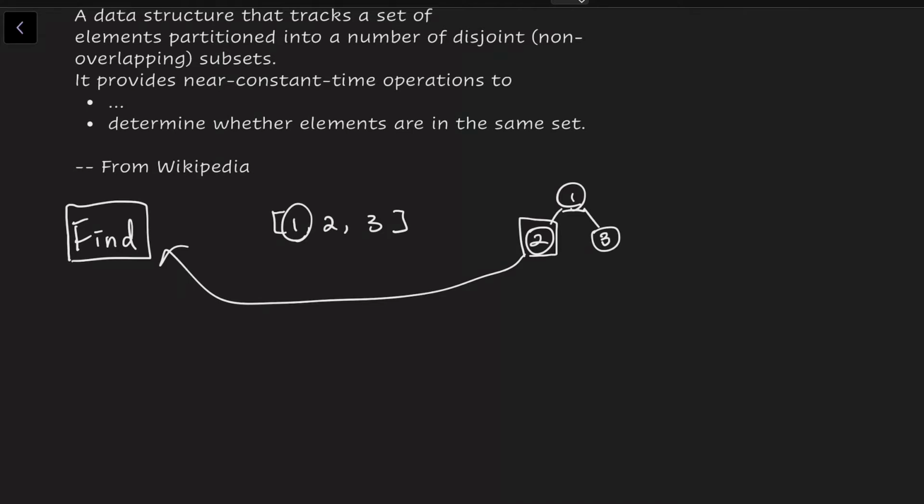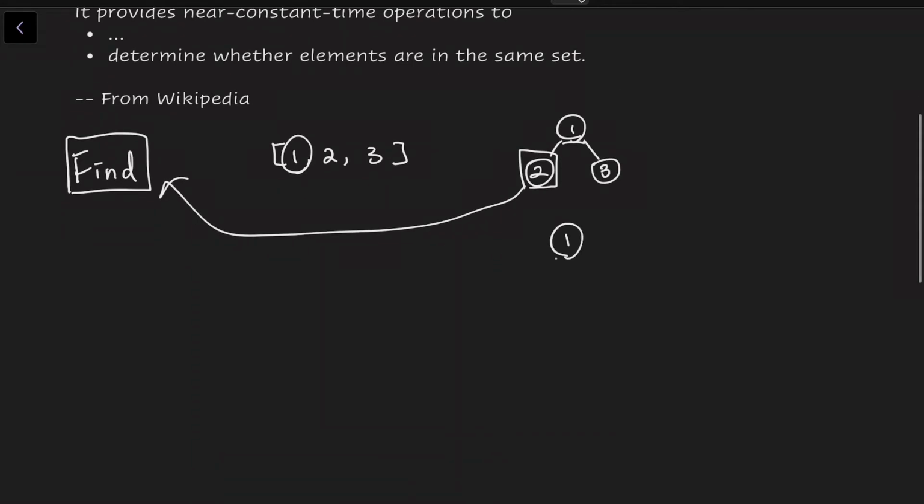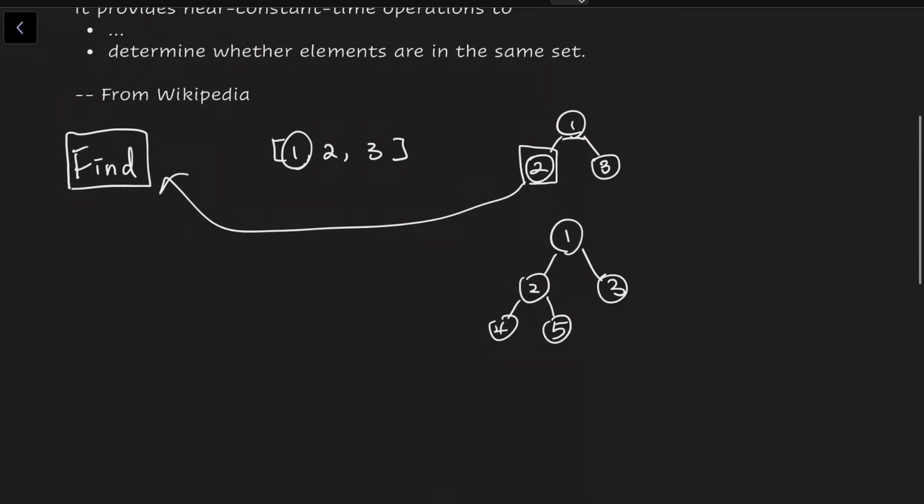And this tree might not only have one level, it can have multiple levels. So if it looks like this, and you input 4 into find, it will still return number 1 because it's the identifier of the entire tree. So this is how find works. And how should we implement it?